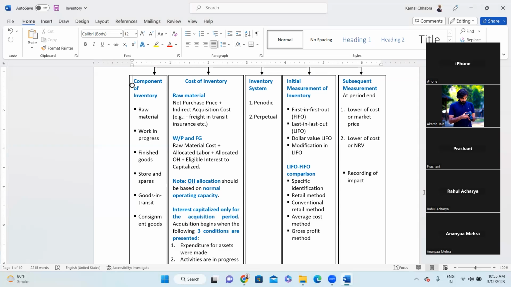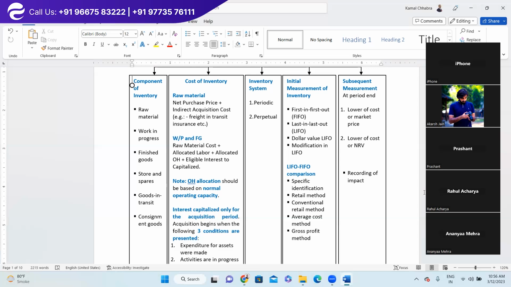Both are allowable inventory systems as per GAAP. Second is perpetual, where you maintain the real-time inventory. For example, airlines. If you go to Delta Airlines, American Airlines, or Frontier Airlines, you'll see they have real-time inventory for each flight. As and when one person books the respective flight, it will show that it's sold.